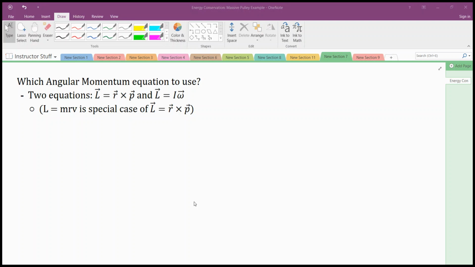We have two formulas for calculating angular momentum. When should we use them? We have the r cross p angular momentum, and we have the I omega angular momentum. The L equals mrv is just a special case of the r cross p angular momentum when r and p are perpendicular to each other, like in uniform circular motion.